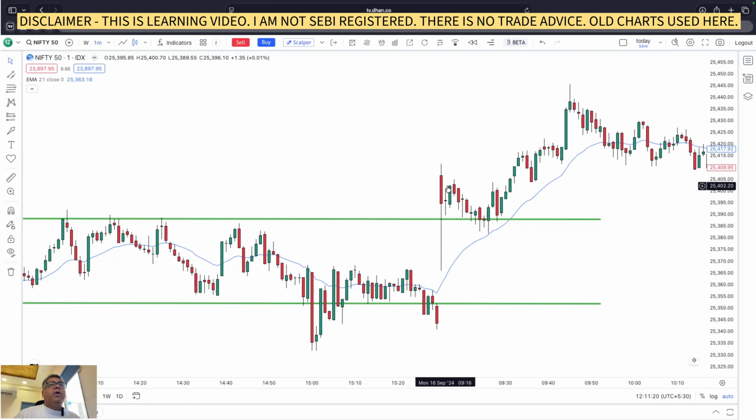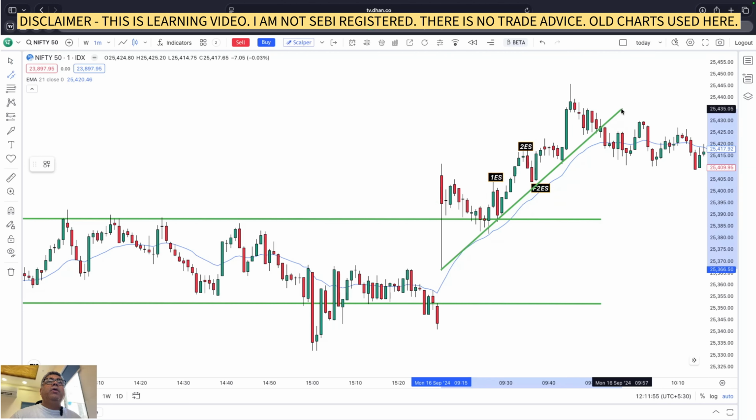Since the price is breaking out and retesting, we should wait for the retest and then look for trades. This is the swing low. Counting from this swing low, this is the first entry short, and we have the second entry short here. The second entry short failed and we are moving upward. This is the failed second entry short, and we can draw a trend line here and a parallel channel.